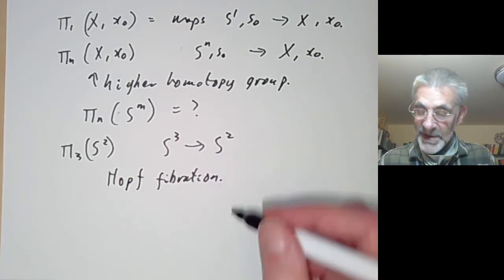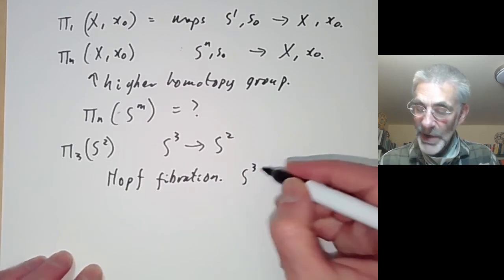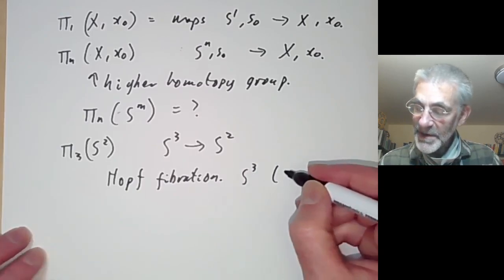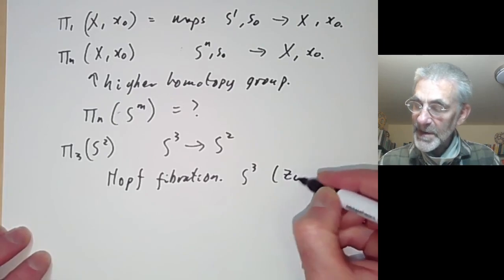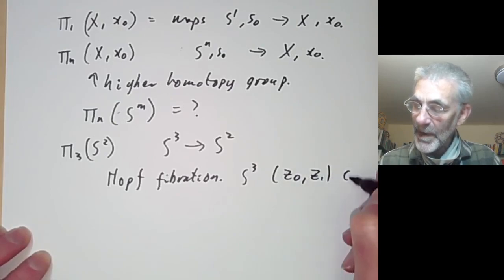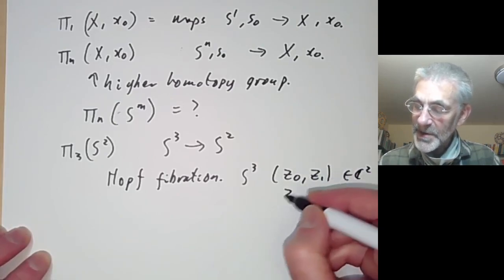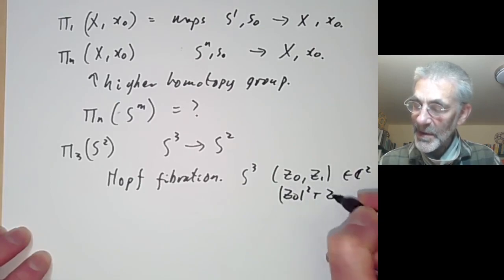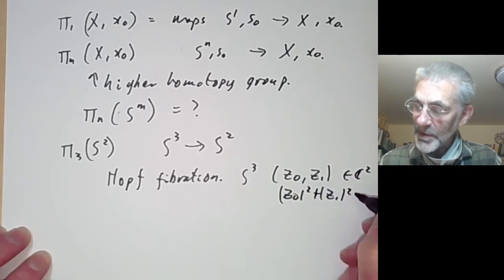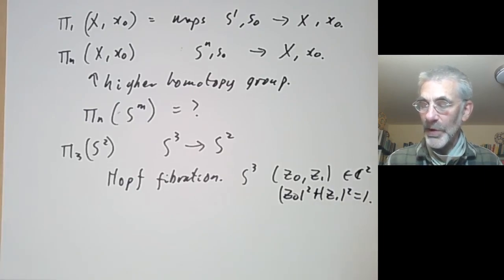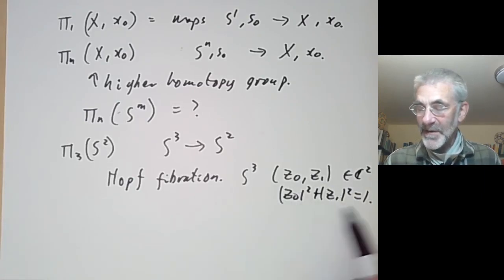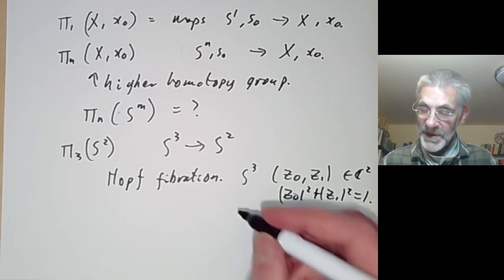And this is as follows. What we do is we think of S3 as being the set of pairs of complex numbers z0, z1 in C2, such that the absolute value of z0 squared plus the absolute value of z1 squared is equal to 1. And if you think about the real and imaginary parts of it, this just says that these points form a three-dimensional sphere.